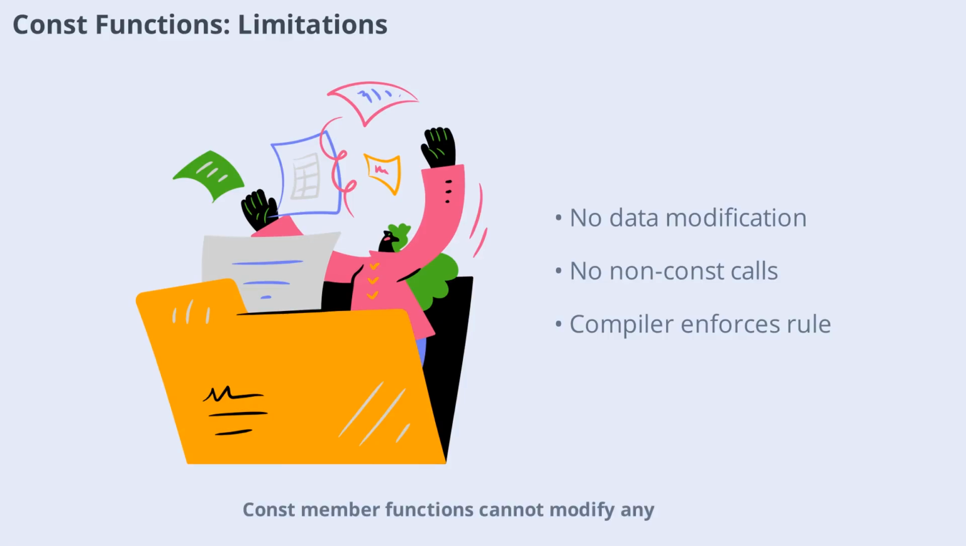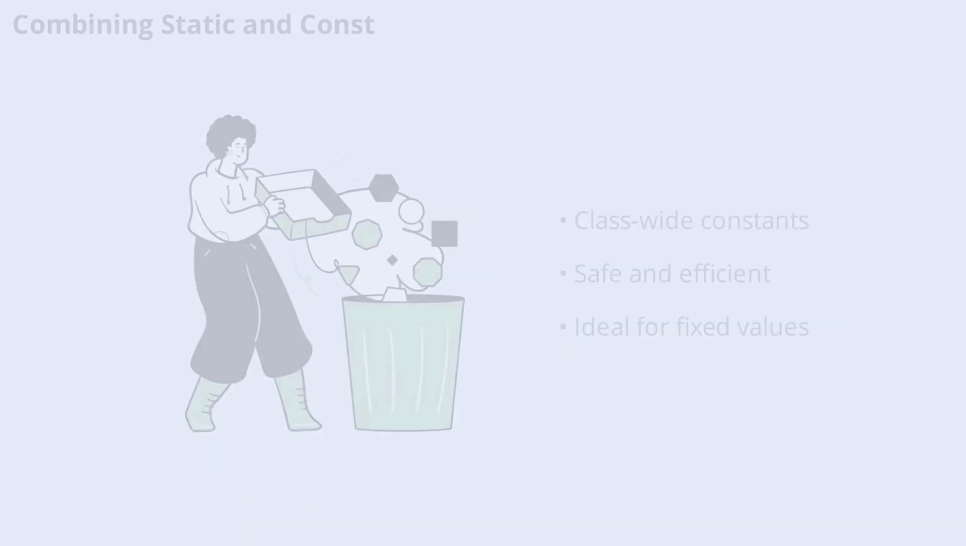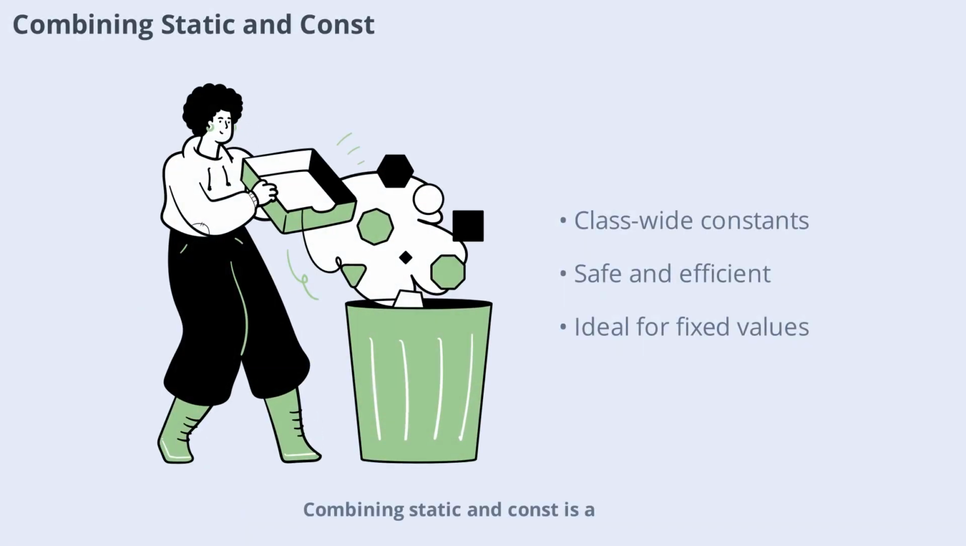Const member functions cannot modify any data members or call non-const functions. If you attempt to do so, the compiler will generate an error. This limitation ensures that const functions are truly read-only and safe to use with const objects. Combining static and const is a common pattern for defining class-wide constants. For example, static const double pi = 3.14159 creates a constant value accessible by all objects. This approach is perfect for defining values like mathematical constants or configuration limits that should never change.